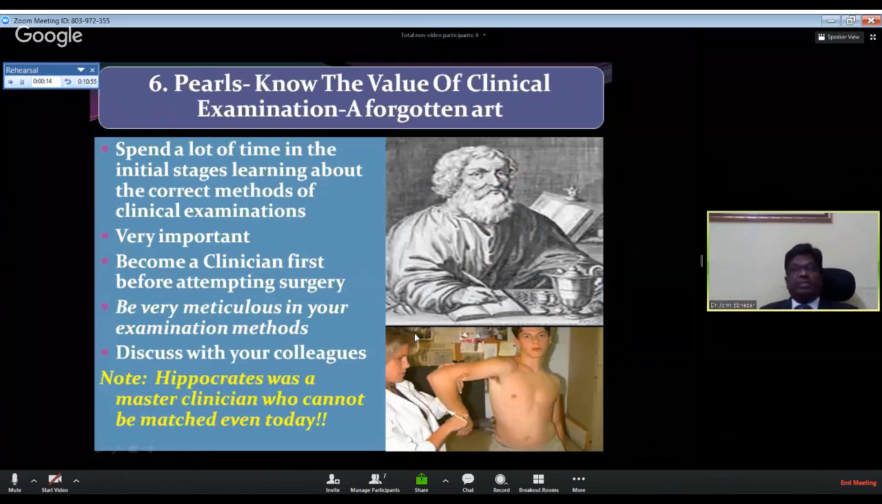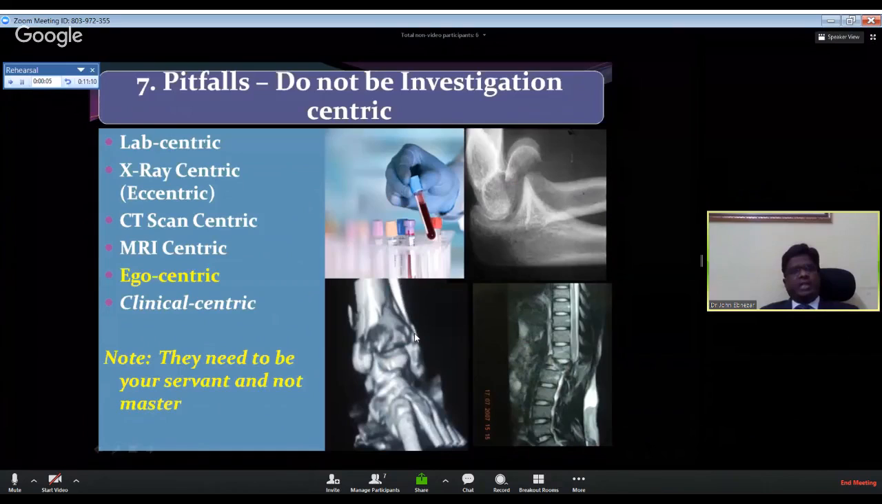Be very meticulous in your examination methods. Discuss with your colleagues. Note, Hippocrates was a master physician who cannot be matched today. Do not be investigation centric, lab centric, CT scan centric, MR centric, or ego centric. It should be clinical centric. Investigations should be your servants and not your masters. Investigations should not be dictating; you should be doing the investigations.